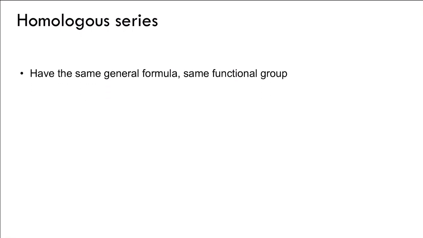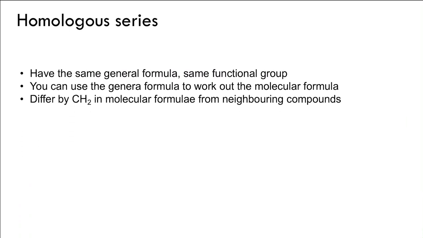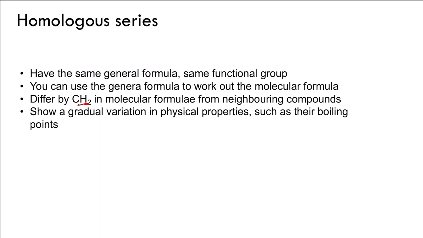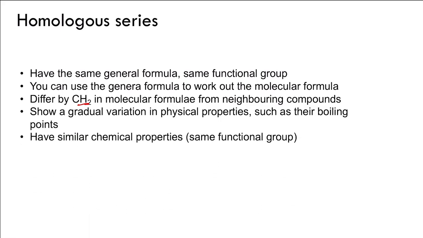Homologous series are compounds which have the same general formula and the same functional group. You can use the general formula to work out the molecular formula. Each member differs by only CH2 in their molecular formula from the neighboring compounds, and they show gradual variation in the physical properties such as their boiling points, but they have similar chemical properties because they have a similar functional group.